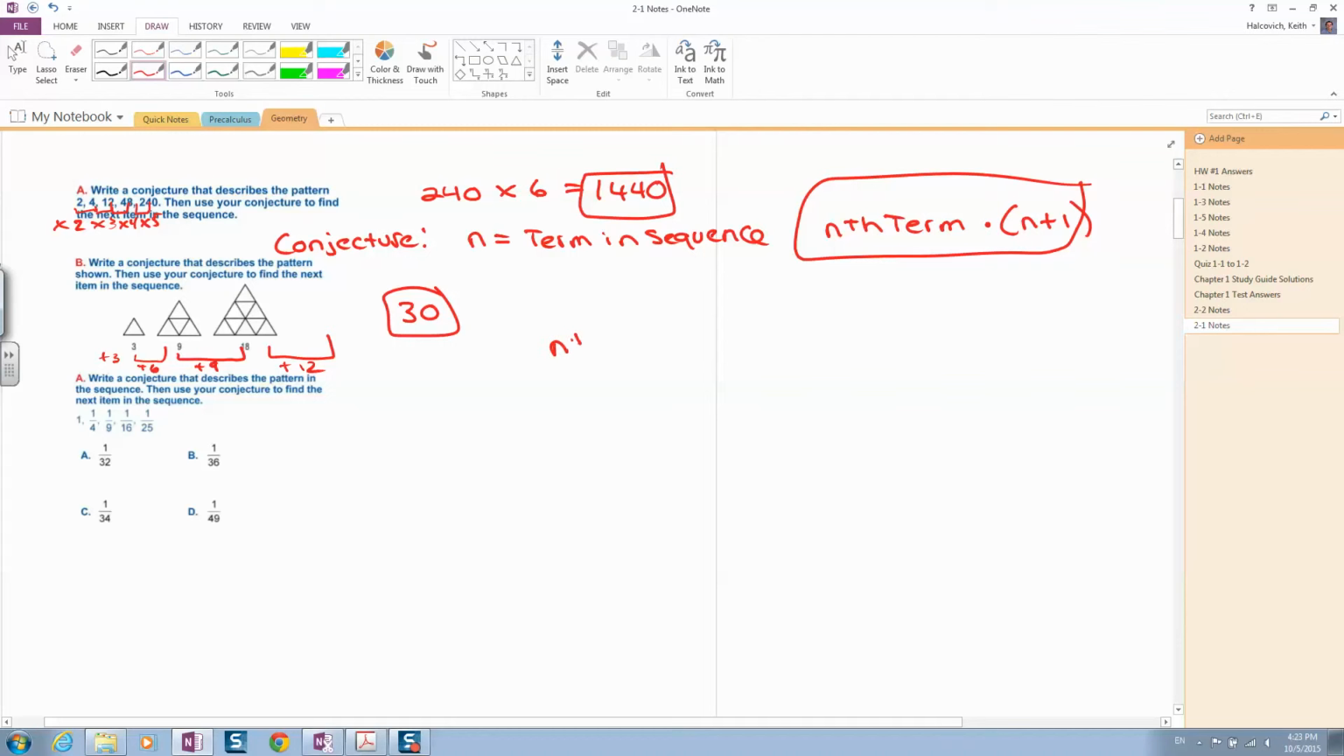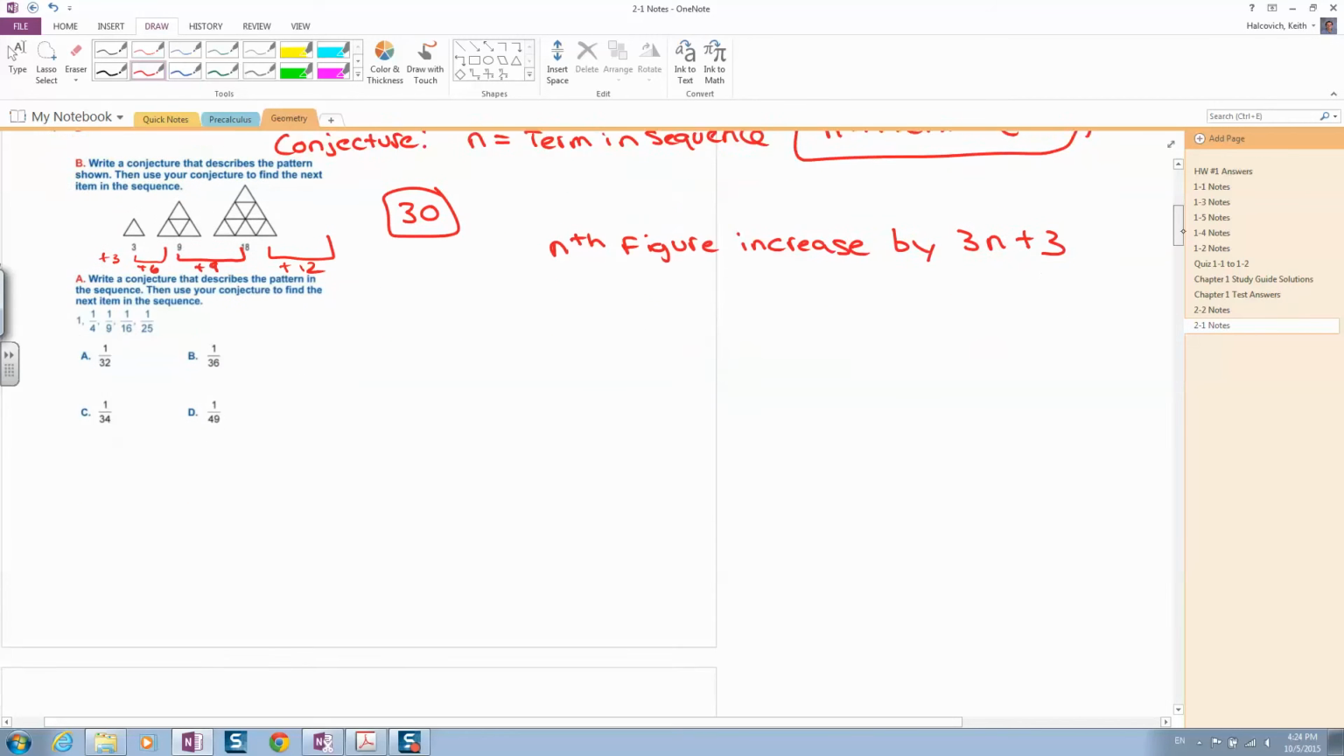And then basically your conjecture would be the nth figure increases by 3n plus 3. So notice the first figure increased by 6 to get to the second one, because 3 times 1 plus 3. The second figure increased by 9 to get to the third one, and the third one increased by 3 times 3, which is 9, plus 3 is 12. So that's how you get that conjecture.